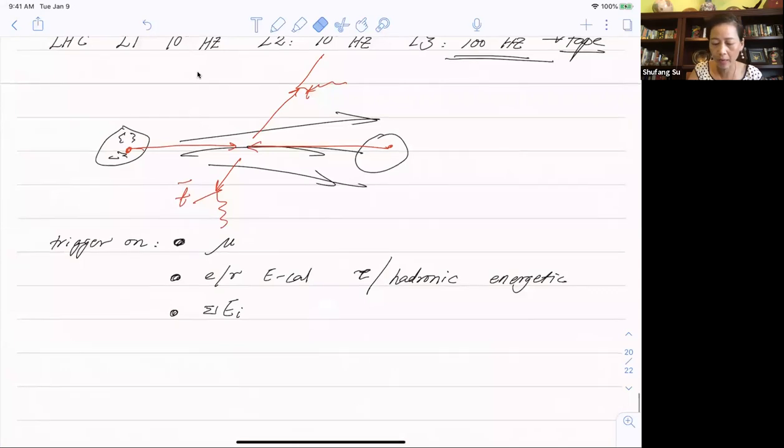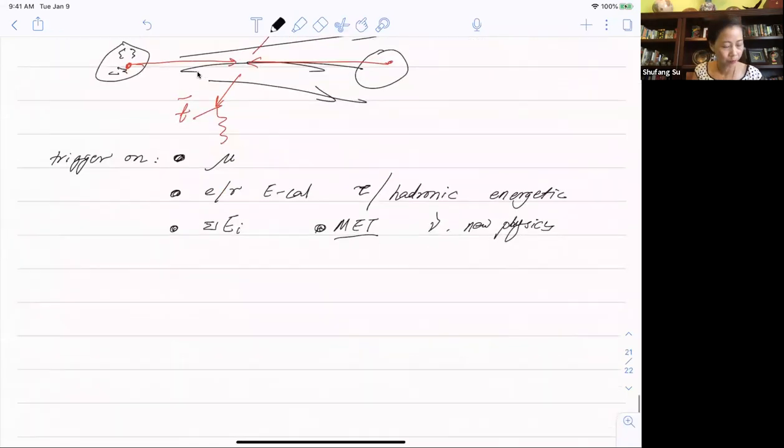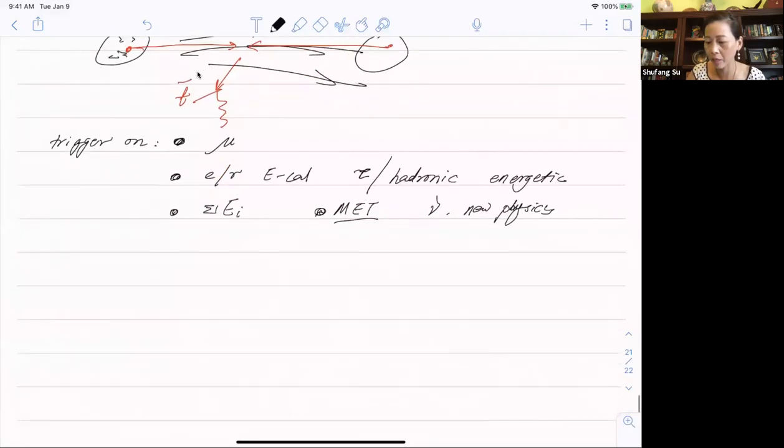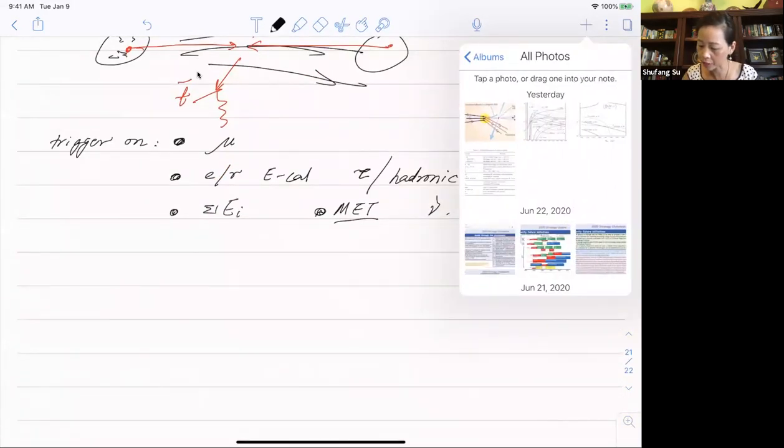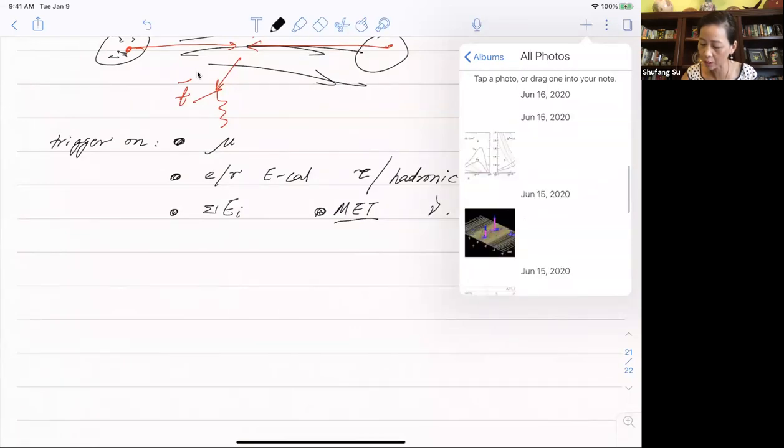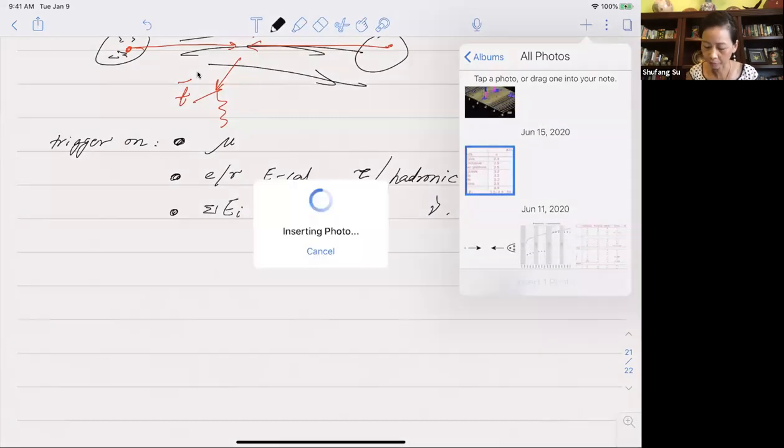And as I mentioned, missing ET. In the standard model, if we think about physics processes, you usually have zero missing ET. The only exception is the neutrino. But if a neutrino is being produced, that means something is happening over there. Or it could be due to new physics, then definitely record them. Those are the typical things that people trigger on. So let me give you a table of the usual triggers for the LHC.